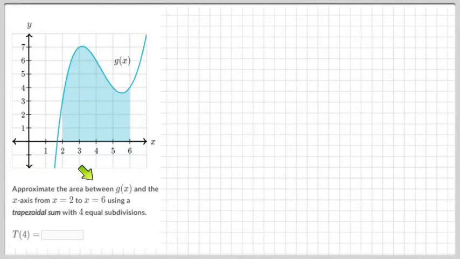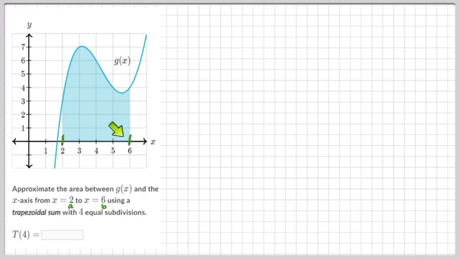Approximate the area between G, which is this curve right here, and the x-axis, from 2 to 6. Just because we're learning, remember, this is your A, this is your B. This is the beginning of your boundary, your lower bound, and then 6 is your upper bound. And they already shaded it in for you. Oh, how kind of them.